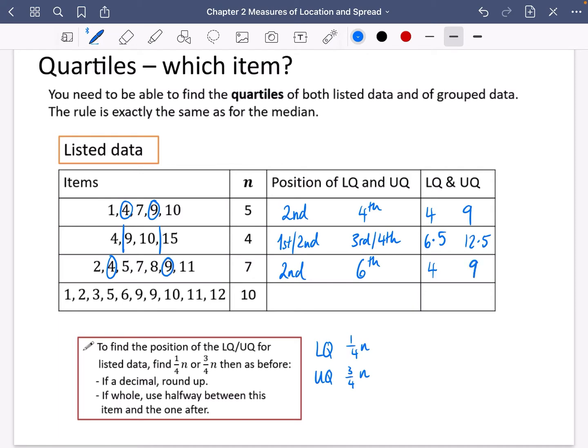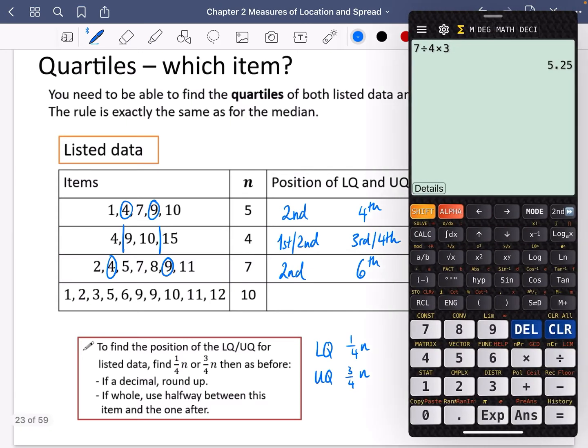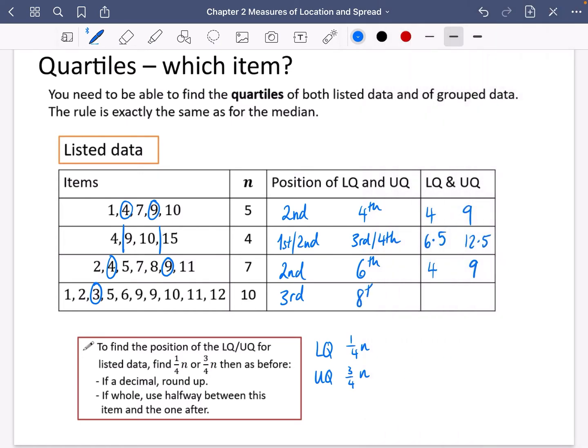And then this last one, we've got 10 things here. So I'm going to do a quarter of 10. So I'm going to do 10 divided by 4. So it's 2.5, obviously, which means I'm going to round it up to find the third. So it's this one here. And then I'm going to do 3/4. So I'll multiply that by 3. Obviously, it's 7.5, and I'll round it up to the 8th. So the 8th one is going to be 10. So it's 3 and it is 10.